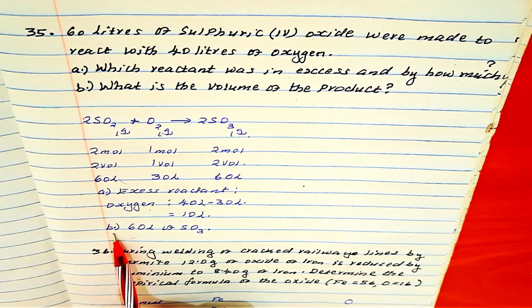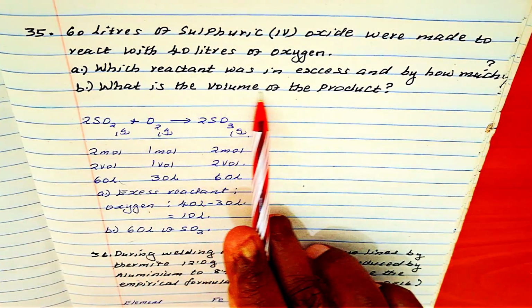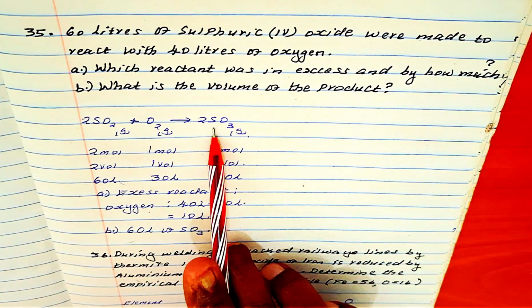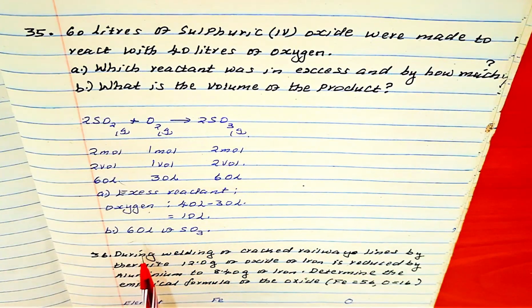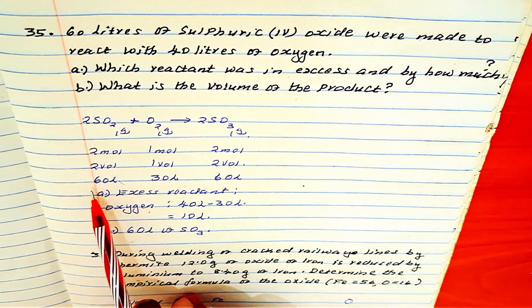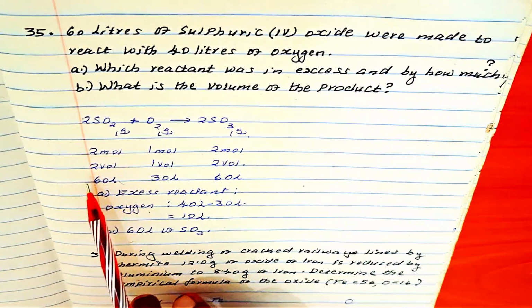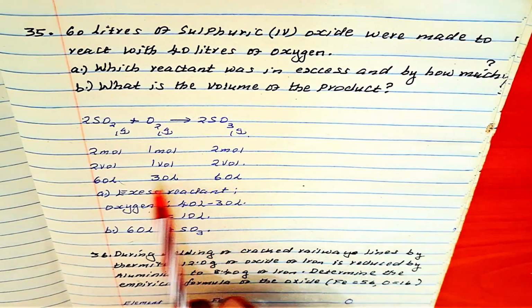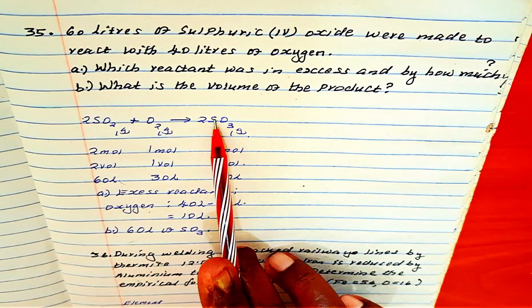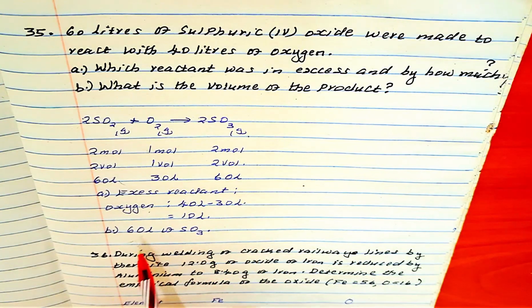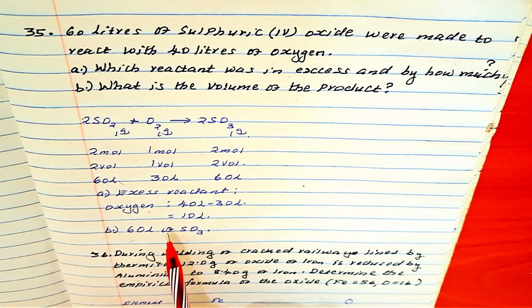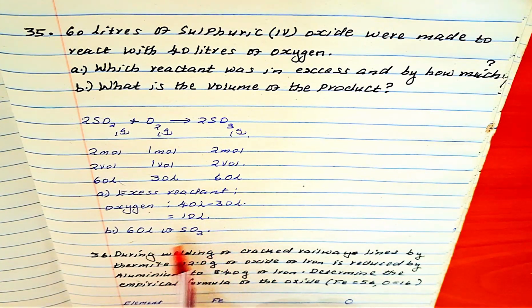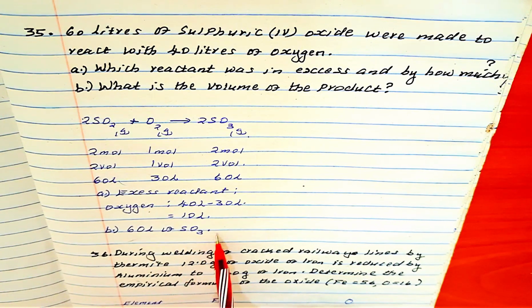Part B, what is the volume of the product? So the product is sulfur 6 oxide. So you just come and say, if 2 for sulfur 4 oxide is 60, what about 2 for sulfur 6 oxide? You do cross multiplication, you'll get 60 liters of sulfur 6 oxide.